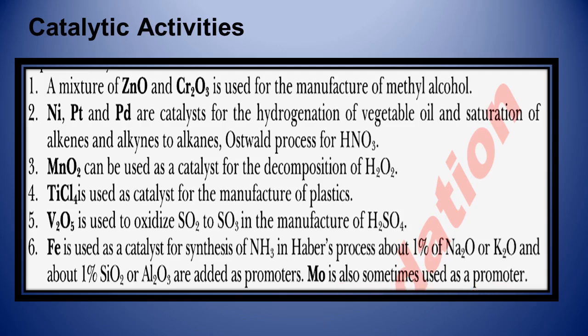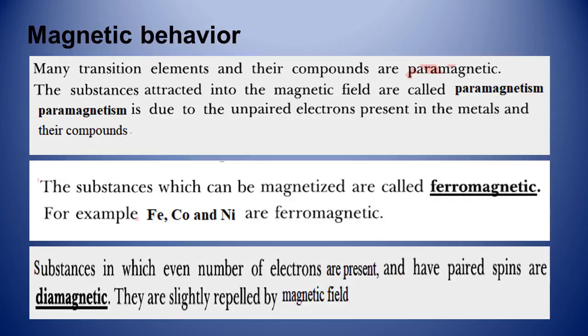Students, transition elements also show magnetic behavior. Many transition elements and their compounds are paramagnetic. Now, what are paramagnetic substances? The substances attracted into a magnetic field are called paramagnetic substances, and this phenomenon is called paramagnetism. Paramagnetism is due to the unpaired electrons present in the metals and their compounds.